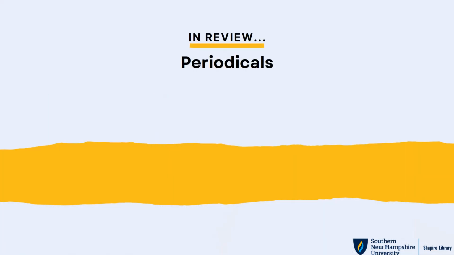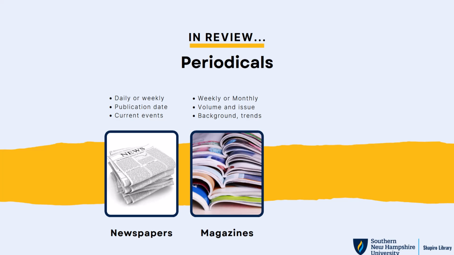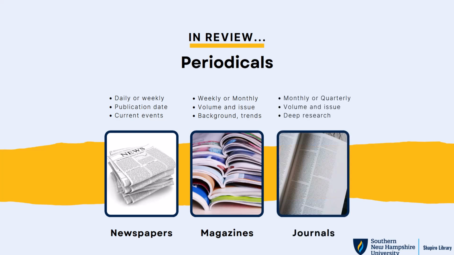To review, newspapers are published daily or weekly, are organized by publication date, and are used for current events and public opinion. Magazines are often published weekly to monthly, typically have volume and issue numbers, and are helpful for background and trends. Journals are typically published monthly or quarterly, always include volume and issue numbers, and are valuable for deep research. Each periodical type has value depending on what you are researching and how deep you need to go.